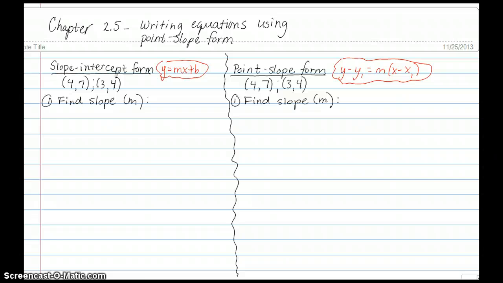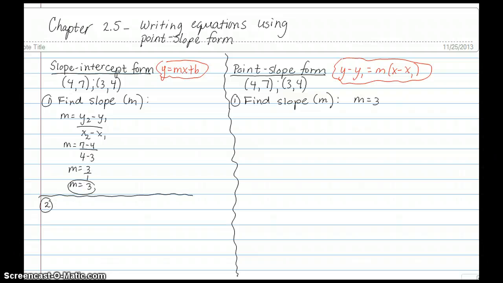So we're going to use the formula m equals y sub 2 minus y sub 1 over x sub 2 minus x sub 1. You only need to write that formula on one side. You do not need it on both. We'll find it on the left, and then we'll write the slope over on the right. So go ahead and plug it in, find your slope.